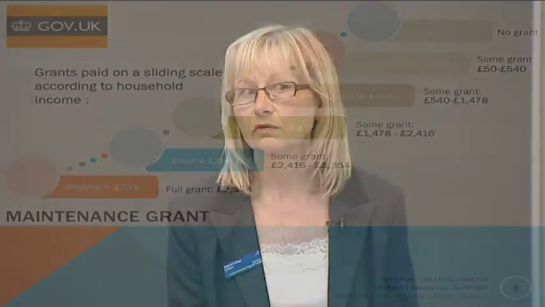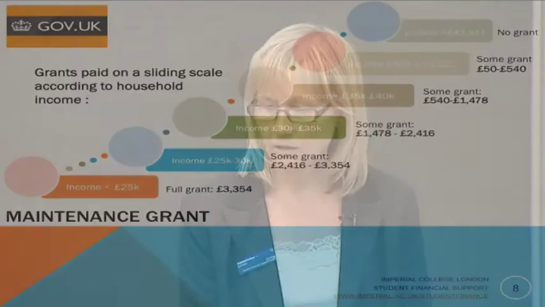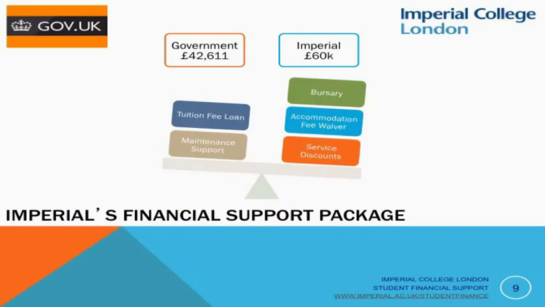You don't have to pay that money back. And then going on up, the government caps its assessment for funding at £42,611. So provided your residual household income is between zero and that amount, you would get a grant. Anything over that, you would not be eligible. So just to give you an idea here, as I said, the government caps their assessment at £42,611, for which you could get your tuition fee loan and maintenance support.